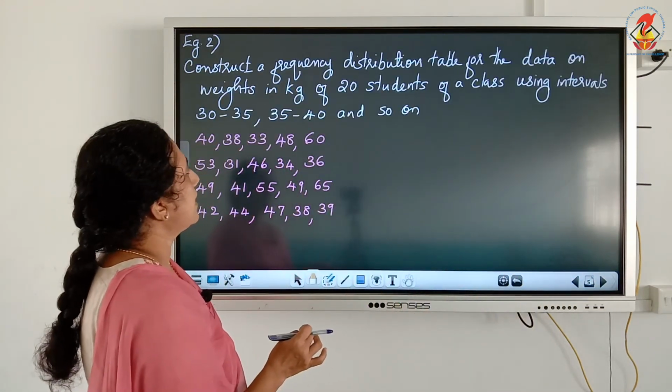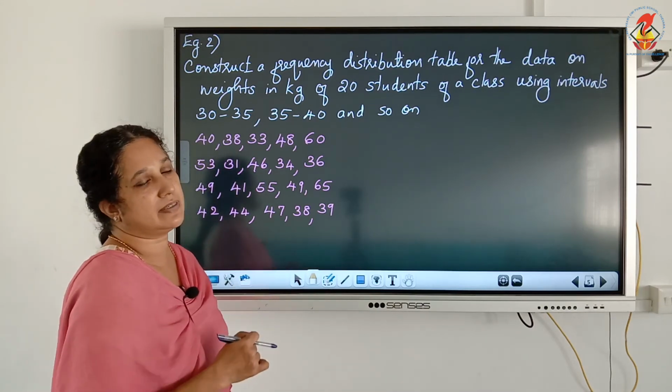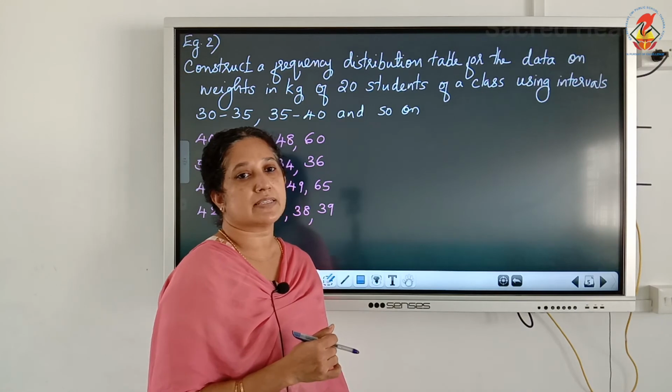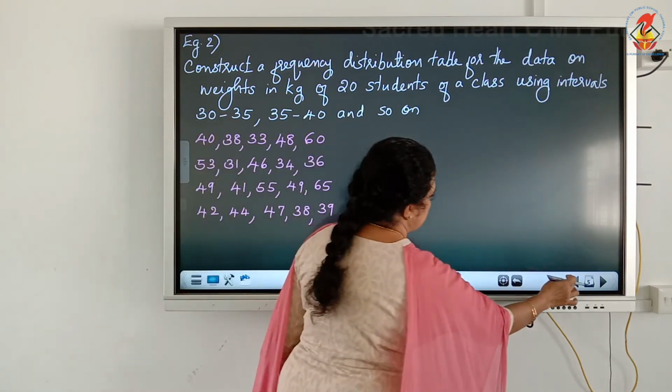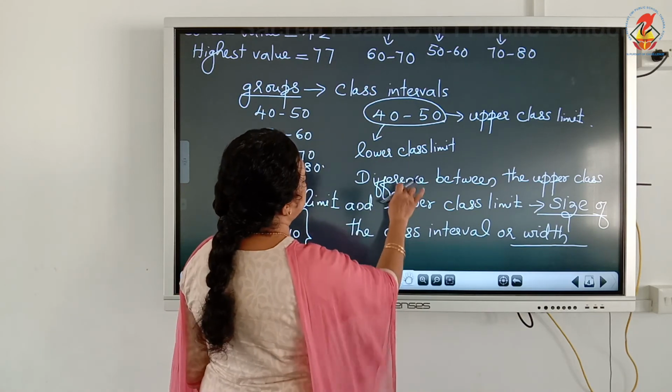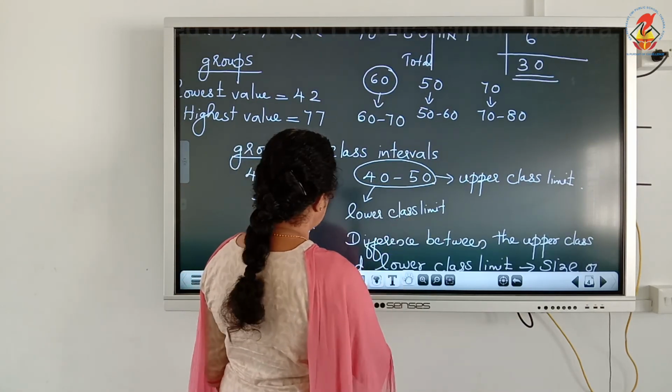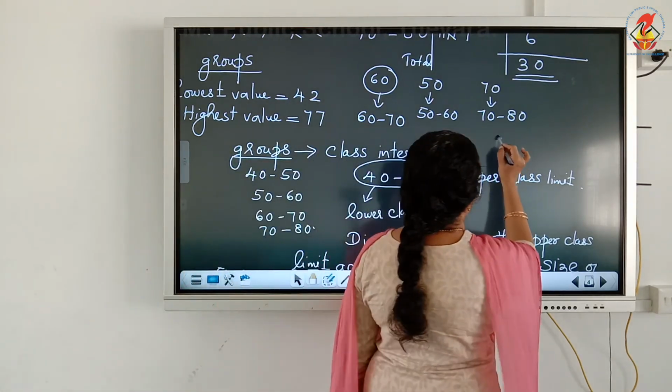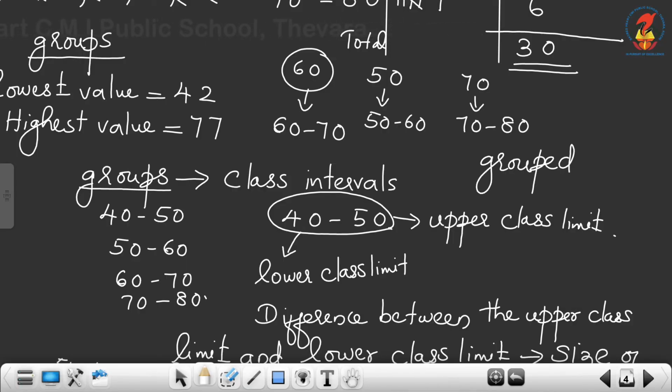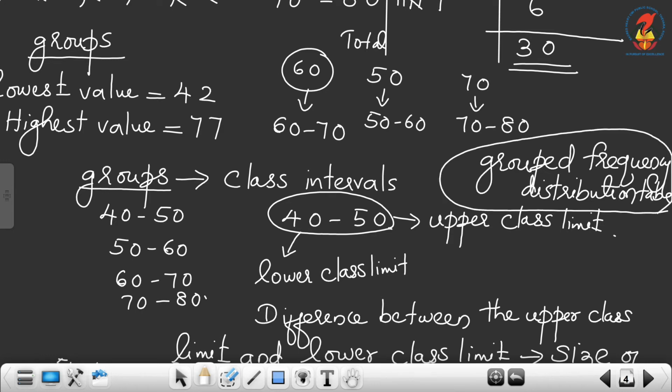Now next question: construct a frequency distribution table. The frequency table made is known as the grouped frequency distribution table. The name of the frequency table is grouped frequency distribution table. The distribution we can call a grouped frequency distribution, and the table we can call a grouped frequency distribution table.